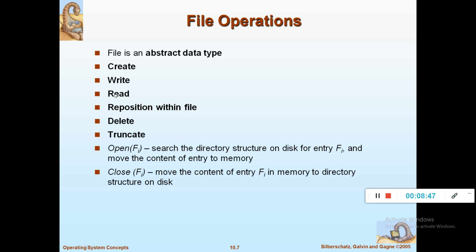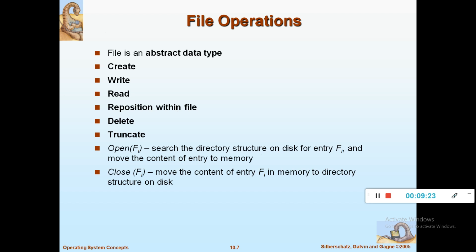That is write: writing means updating the contents of the file. Read means we are going to read the content of the file. Reposition means moving the pointer from one location to another location, that is random access. Once the file is opened, initially the pointer points to the beginning when you open the file for reading, and when you open the file for writing, it points to the end of the file. So if you want to change the position in the file, we use another operation called reposition. Reposition means moving the pointer to a specified location.